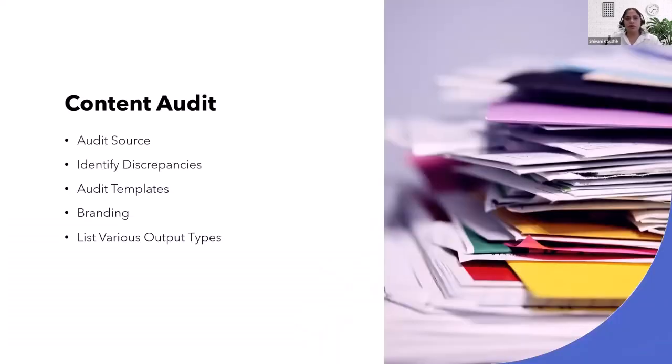First of all, content audit. It's an essential part of the journey. It helps you understand the flaws in your content. So audit the source. Audit the source files to see if you can automate the conversion. For example, in MS Word, have you applied the style bold to your content or just used a predefined bold option? Identify discrepancies.